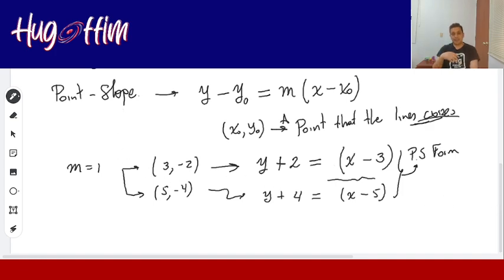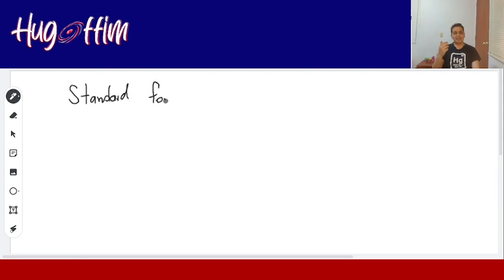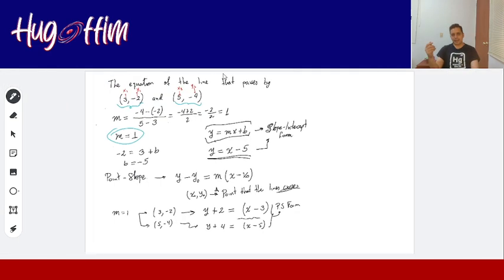I'm going to do this part. And finally, the third form is what we call the standard form. The standard form of a linear function is just when you want to put all the variables on one side and you want to represent it equal to a constant. So you're going to put all the variables on one side equals to the constant. Let's see it in our example.